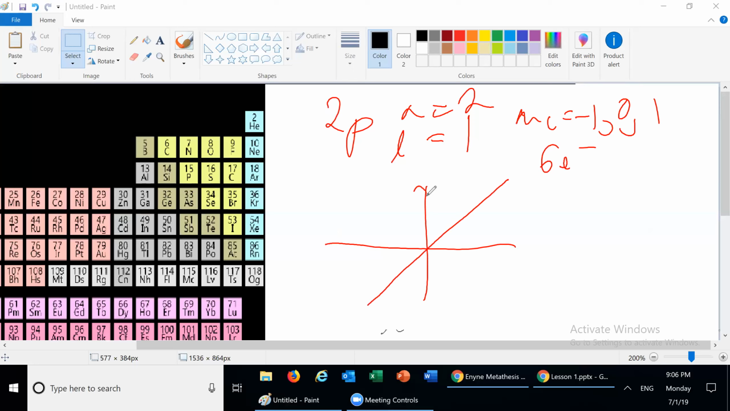So that means we have 1 p orbital along the z-axis, 1 p orbital along the y-axis, and 1 along the x-axis. And these are the py, pz, and px orbitals. But that's just to illustrate what m sub L really means. You don't need to actually memorize that.